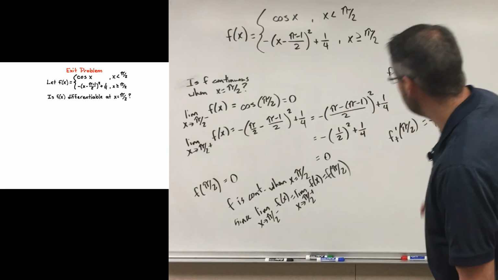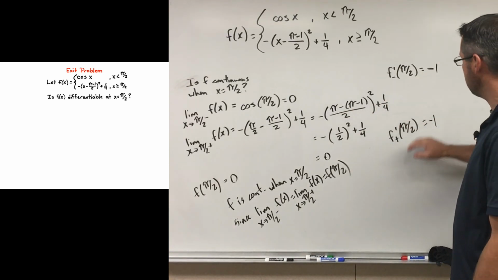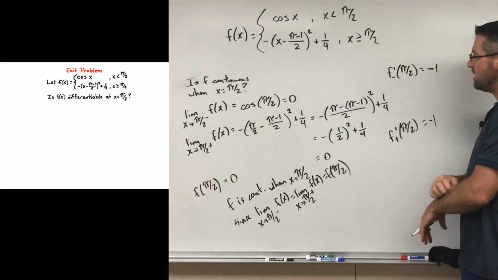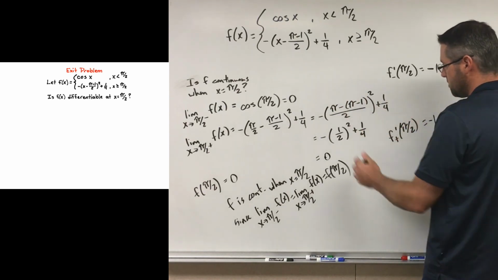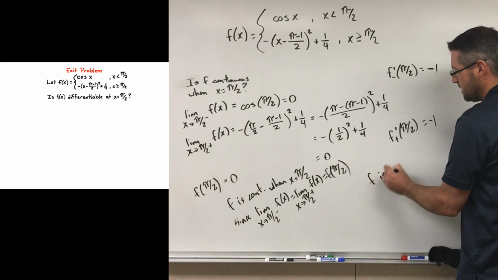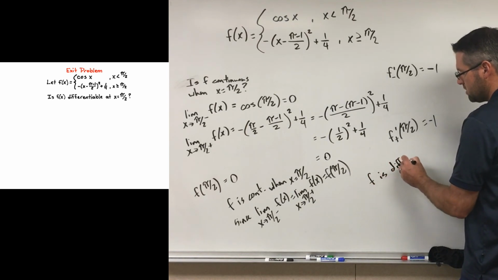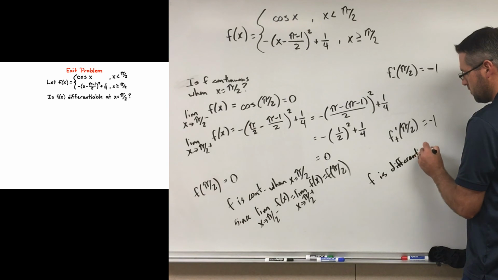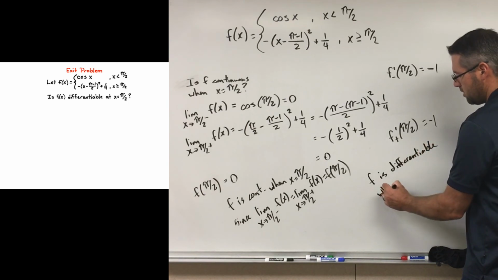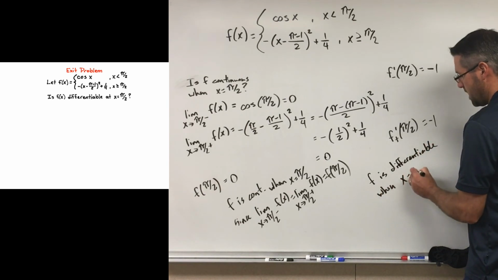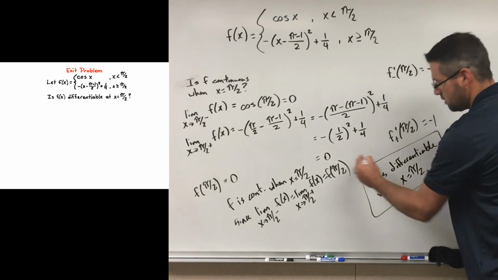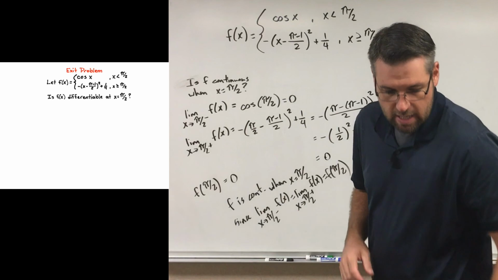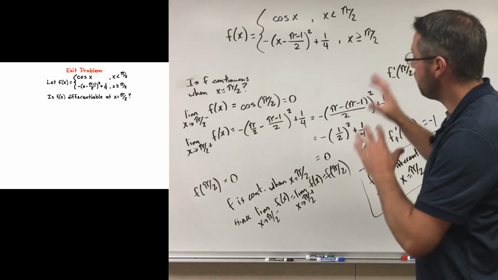So now we can see that f prime from the left and f prime from the right are the same. And because they are numeric values and not infinity, then we can say all three things are met. So we could say f is differentiable when x equals pi over 2. And so that is our answer. There we go. Now, what does that mean graphically?